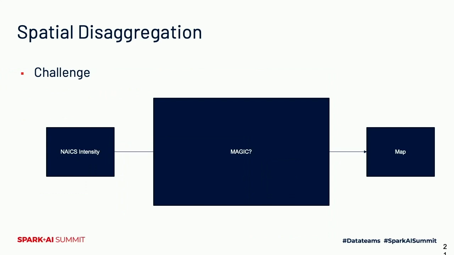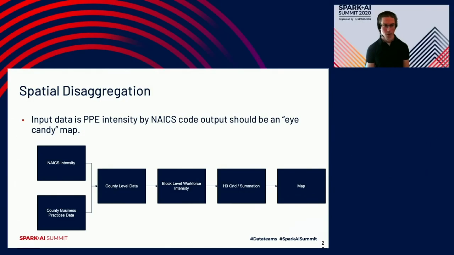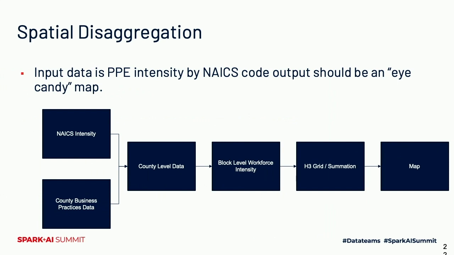The challenge was we had some sort of intensity data, then there was some sort of magic that our sponsor wanted, and a map on the other side. To do this, we followed this workflow. We generated some NAICS intensity information, which is around employment categories. Then we used some information from the census. They create this county business patterns data that gives a really good idea of what's happening at each county in the US. So it gives us county level intensity.